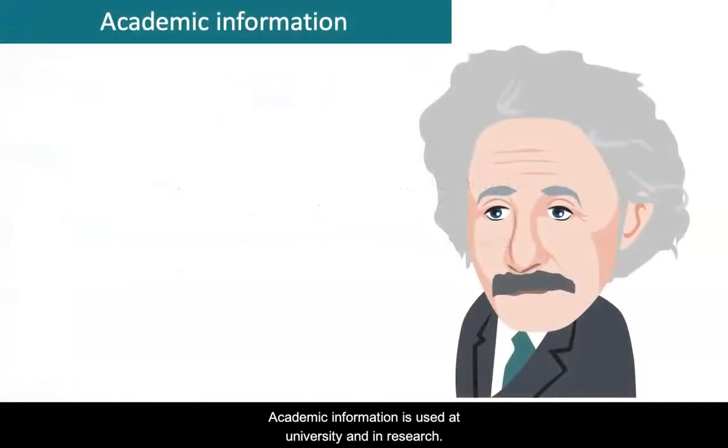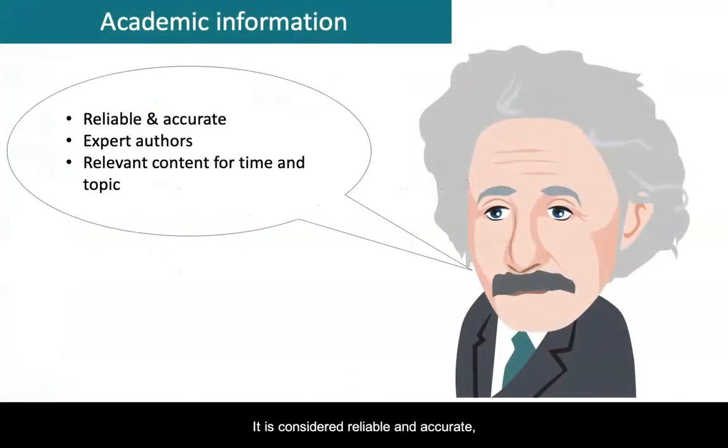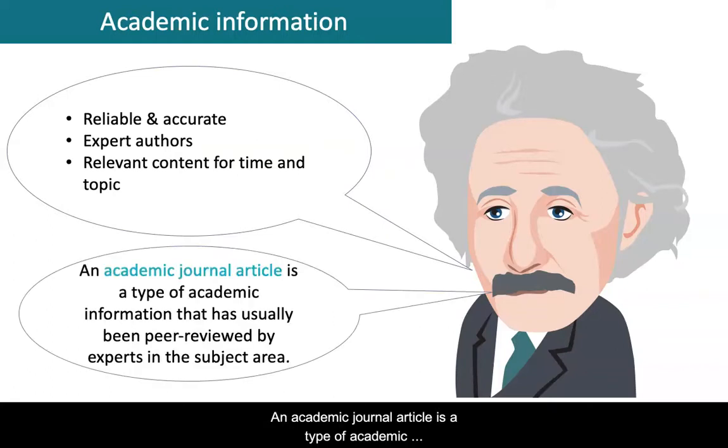Academic information is used at university and in research. It is considered reliable and accurate, has expert authors, and is relevant both in terms of the content and the time it was published. An academic journal article is a type of academic information that has been written by academics or researchers and peer-reviewed by experts before being published.